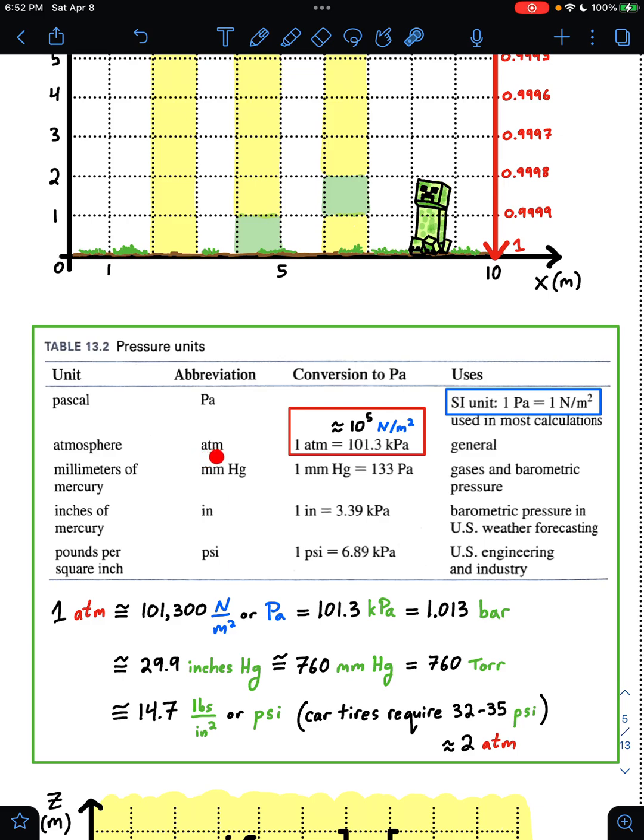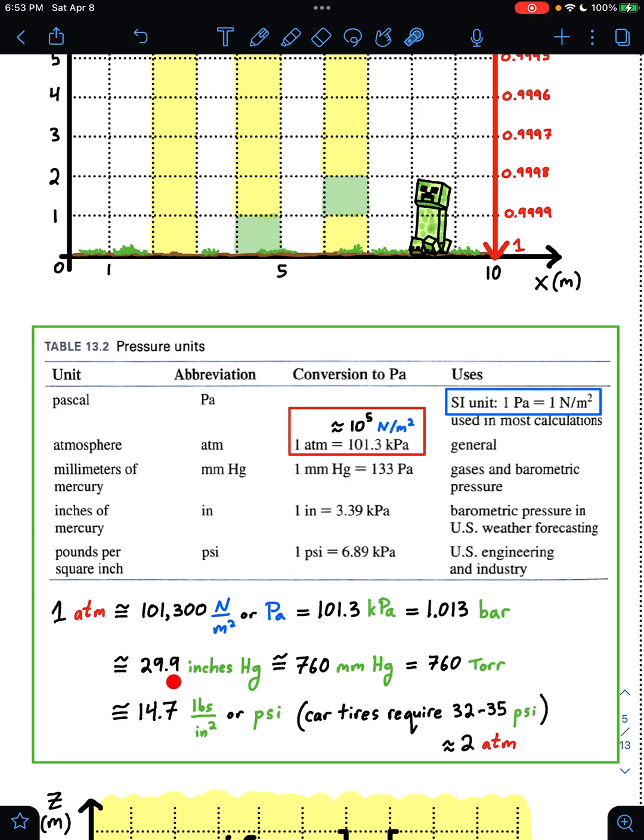We've also introduced atmospheres, and when measuring barometric pressure, we'll use millimeters of mercury or inches of mercury. We'll discuss those later. And in US engineering and industry, we use pounds per square inch, or PSI. There are even more than these, there are so many pressure units. What is helpful to know is what 1 atmosphere is equivalent to in each of these different units. So we've already shown that 1 atmosphere is approximately 101,300 newtons per square meter, or pascals, that's our SI unit, or 101.3 kilopascals, or here's another unit, 1.013 bars. 1 atmosphere is very nearly the same as 1 bar, but not quite. It's 1.013 bars of pressure.